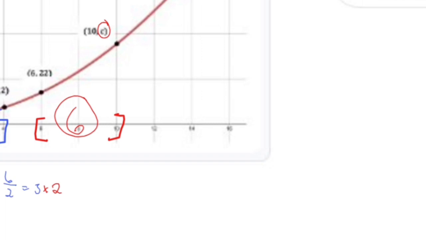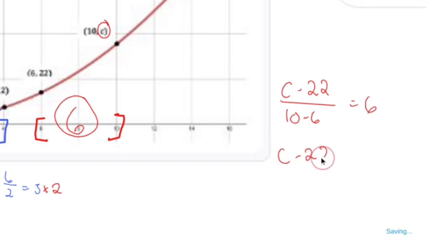So there are other ways that you could do this. I'm just going to whip out the old formula again. Okay, f of b minus f of a, over b minus a. So C minus 22 over 10 minus 6 is supposed to be 6. Okay, C minus 22, no clue, but it's going to be over 4, and it's going to equal 6.